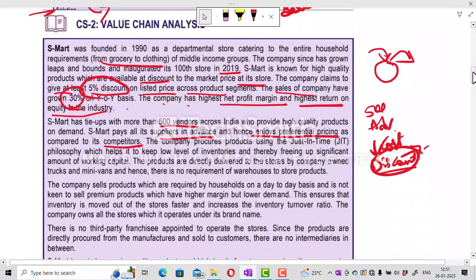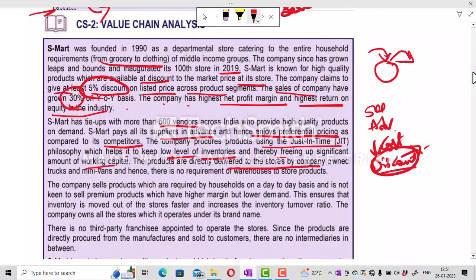And the company procures the product using the just-in-time philosophy, which helps it to keep low levels of inventories and thereby frees up a significant amount of working capital. The products are directly delivered to the stores by company-owned trucks and mini vans, and hence there is no requirement of warehouses at the store. The company sells, so it is selling means next activity. So the first activity is a primary activity.